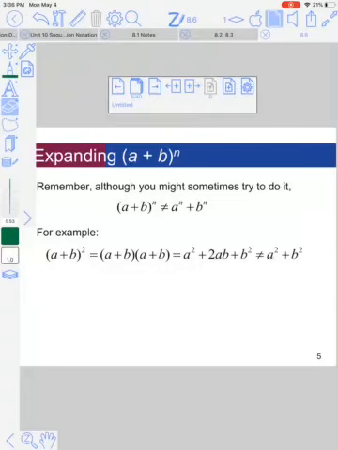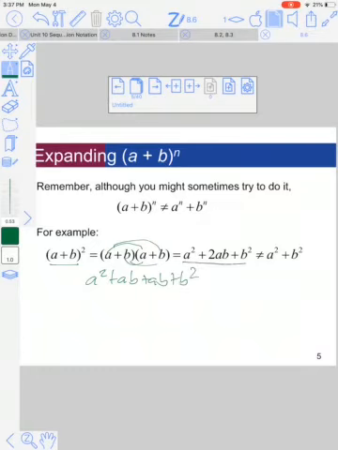Okay, this one we're going to talk about how to expand a binomial. And you guys know there's a couple ways to expand a binomial. One of the ways is just to kind of go straight at it. If they gave you (a + b) squared, you could write it out and multiply it out. That'd give you a squared plus ab plus another ab plus b squared, which then comes out to be a squared plus 2ab plus b squared.